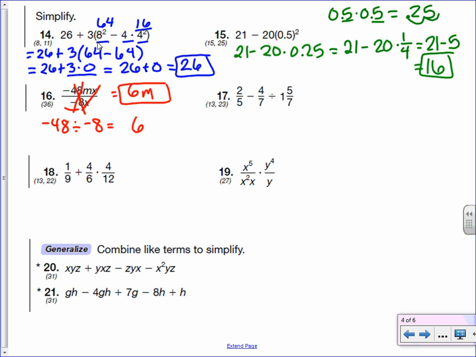If I'm going to divide by a fraction, it needs to be an improper fraction. I can't have a mixed number like I do in number 17. So to do that, I multiply 1 by 7 and get 7. And then I add it to 5 and I get 12. So this is now 2/5 minus 4/7 divided by 12/7.